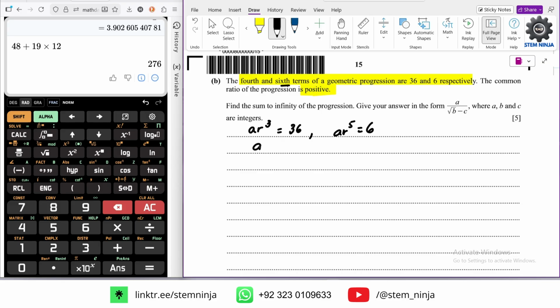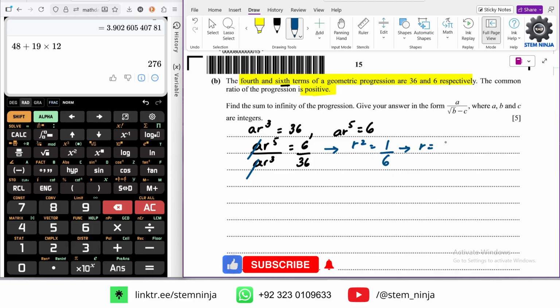Okay. So if we do ar to the power 5 over ar cubed, this is 6 over 36. As you can see, a and a get cancelled. You have r squared equals 1 over 6. This means that r is 1 over square root of 6, or square root 6 over 6.